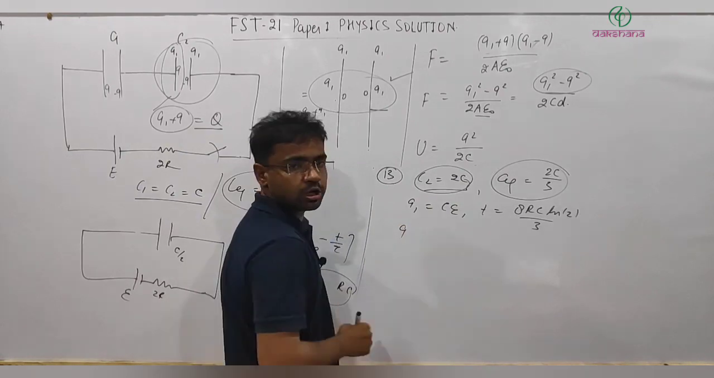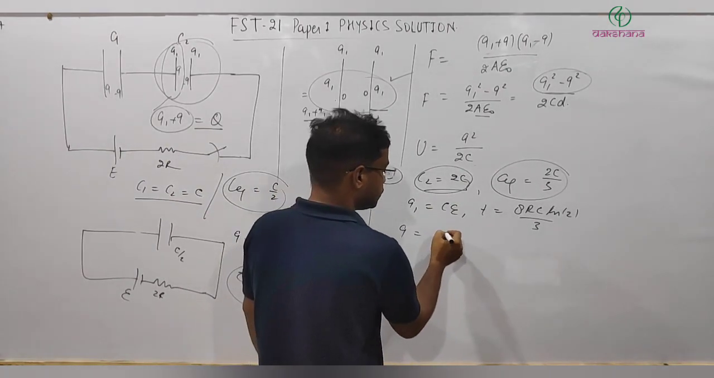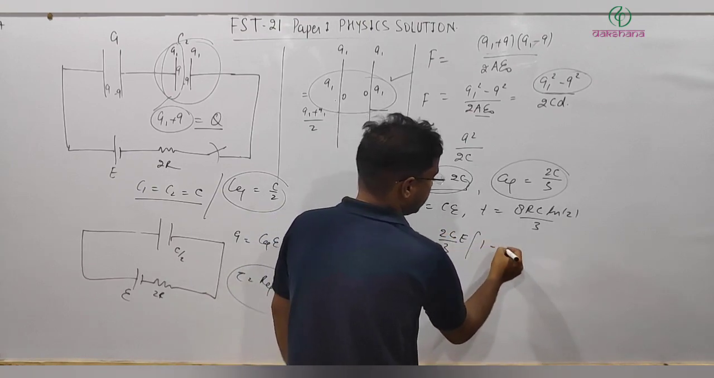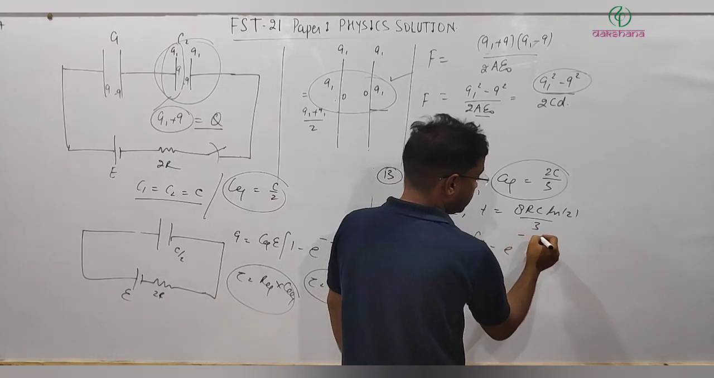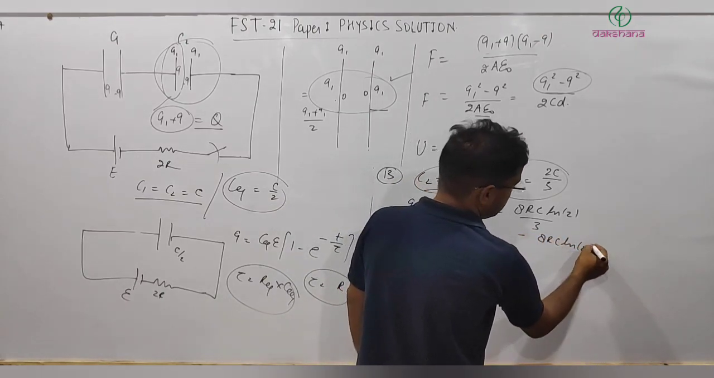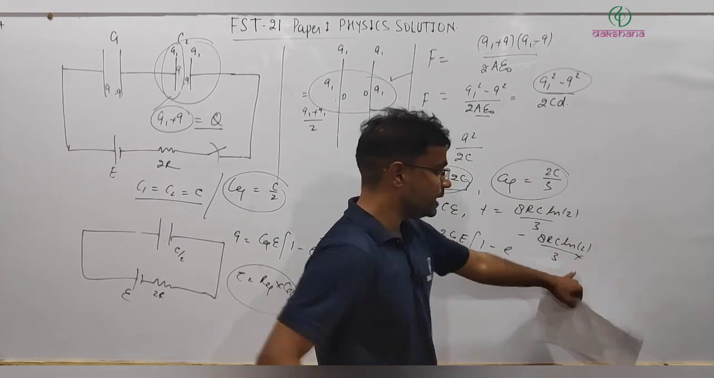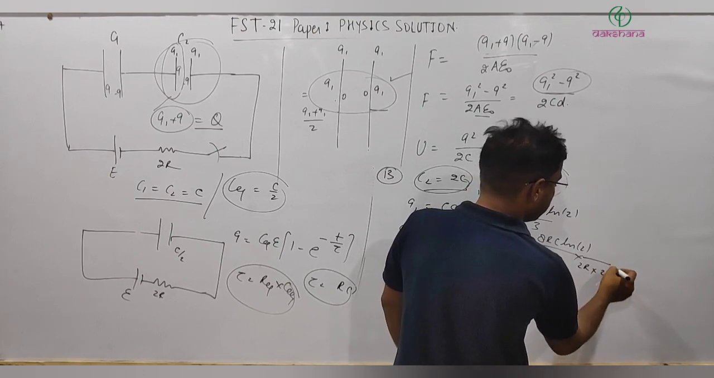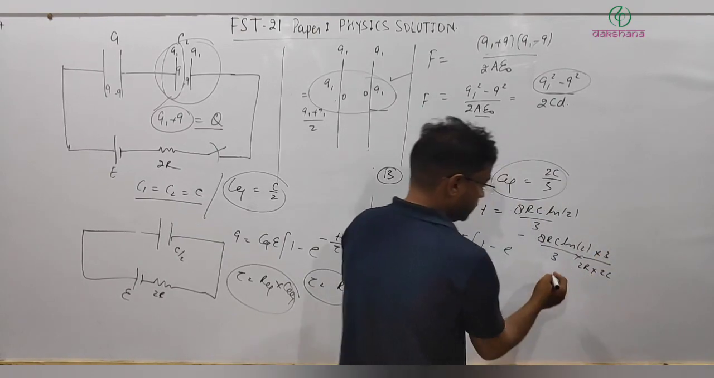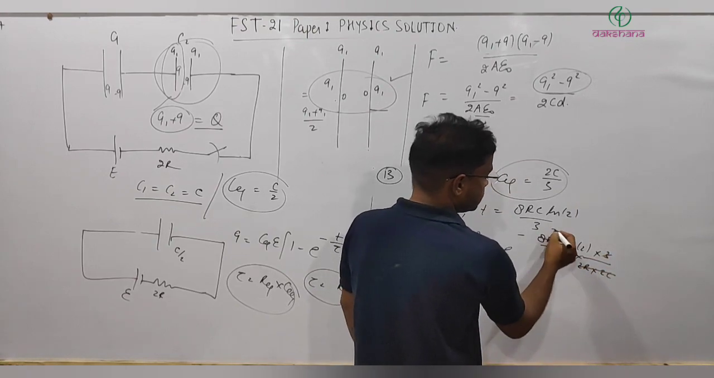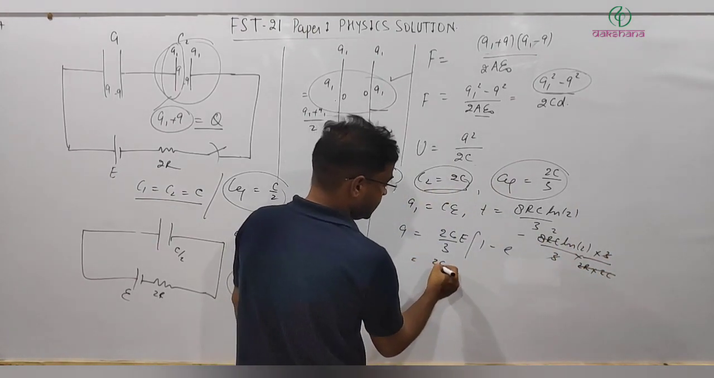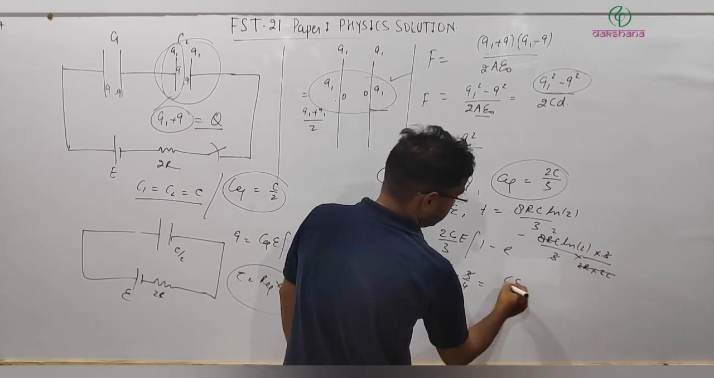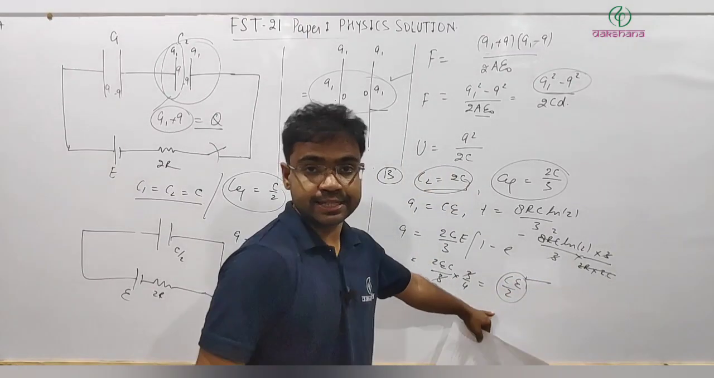So let me first get small q, the charge supplied by the battery. That is C equivalent, 2C divided by 3, multiplied by E, times 1 minus e raised to power T, which is 8 RC ln 2 divided by 3, divided by R equivalent into C equivalent. R equivalent is 2R and C equivalent is 2C divided by 3. Solving this, 3 gets cancelled, and we get 2CE by 3 multiplied by 3 by 4. This is CE by 2, the charge supplied, small q.